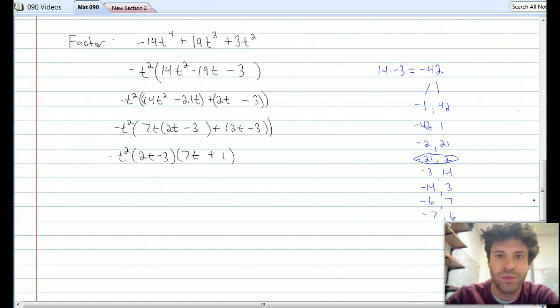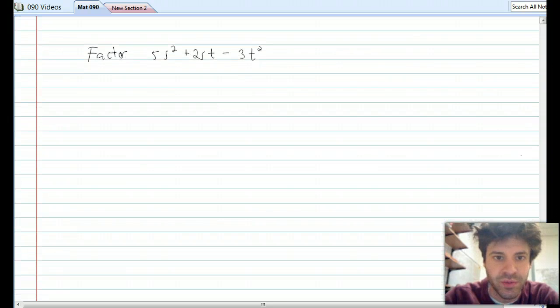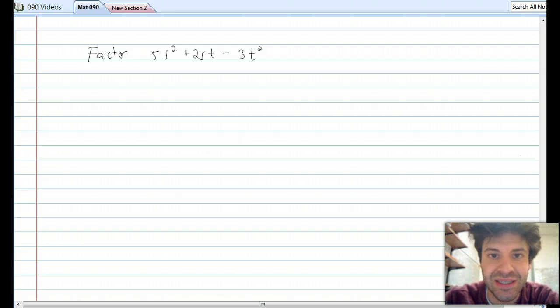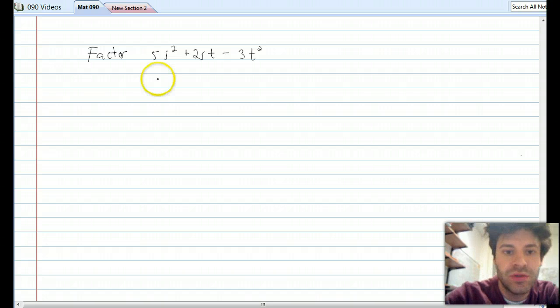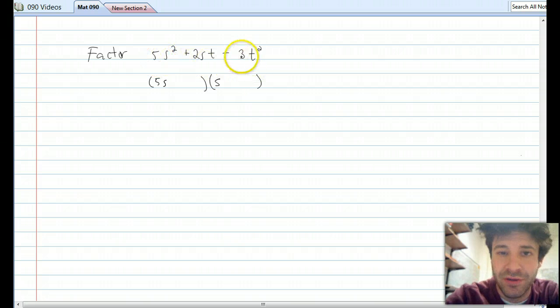Okay, let's try one more difficult example. This one's a little bit different than the previous ones. This time we have 5s squared plus 2st minus 3t squared. We want to factor that. Well, it looks a little bit more complicated, but we start with the same premise. We want to factor this into two binomials. You'll notice that you can't factor anything out of all three terms.